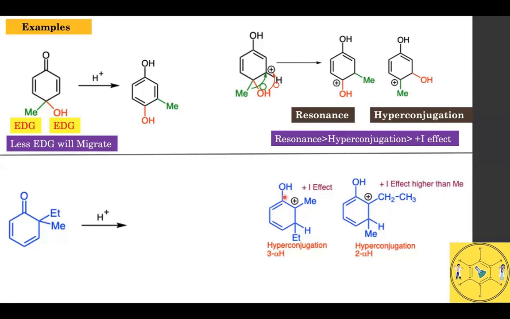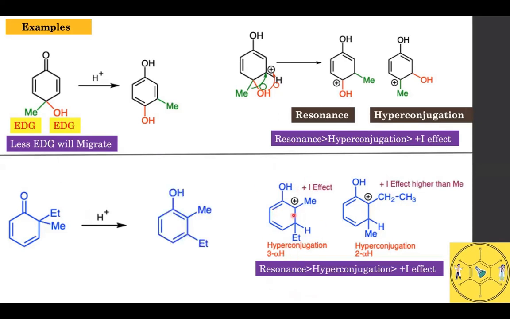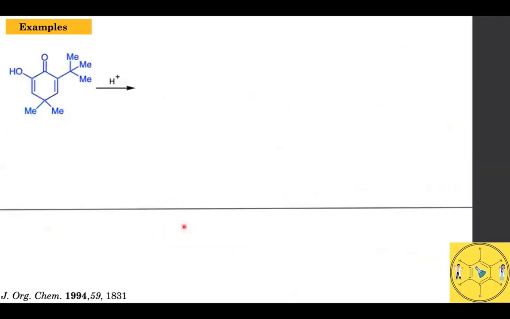methyl. So again, when you get this situation, you should consider this priority rule. Resonance will get more priority. After that, hyperconjugation, then plus I effect. So here hyperconjugation will get more priority. Therefore, only the more stable carbocation results, and it generates the corresponding phenol. So now you look at this example.